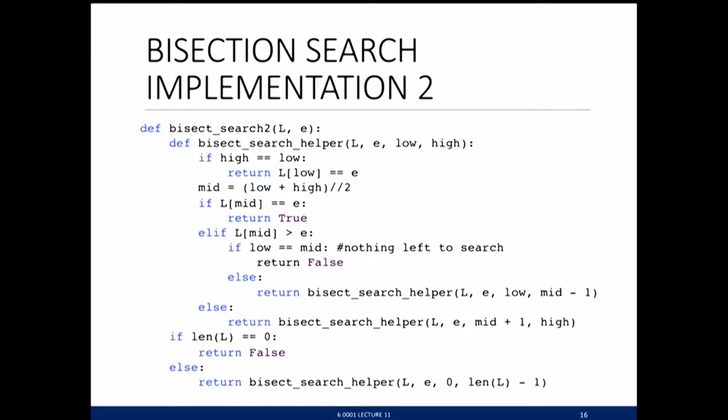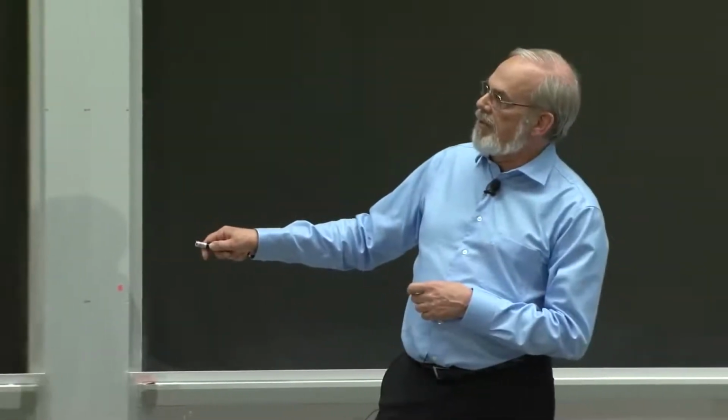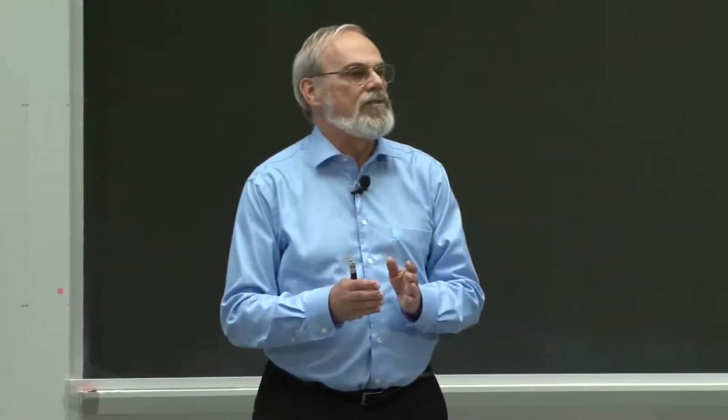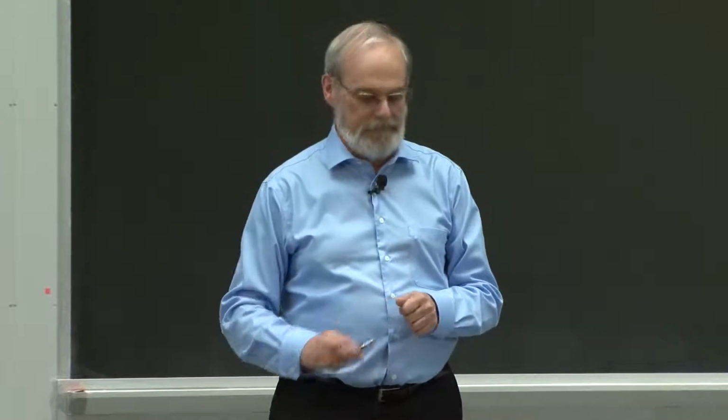If it's the thing I'm looking for, great, I'm done. Otherwise, check to see, is the thing at the middle bigger than or less than the thing I'm looking for? And based on that, I'm going to skip this one for a second. I'm either going to search everything from the low point up to the middle point, or from the middle point up to the high point. And the last piece here is, if in fact the low point and the middle point are the same, I've got a list of size 1. There's nothing left to do. I'm done.